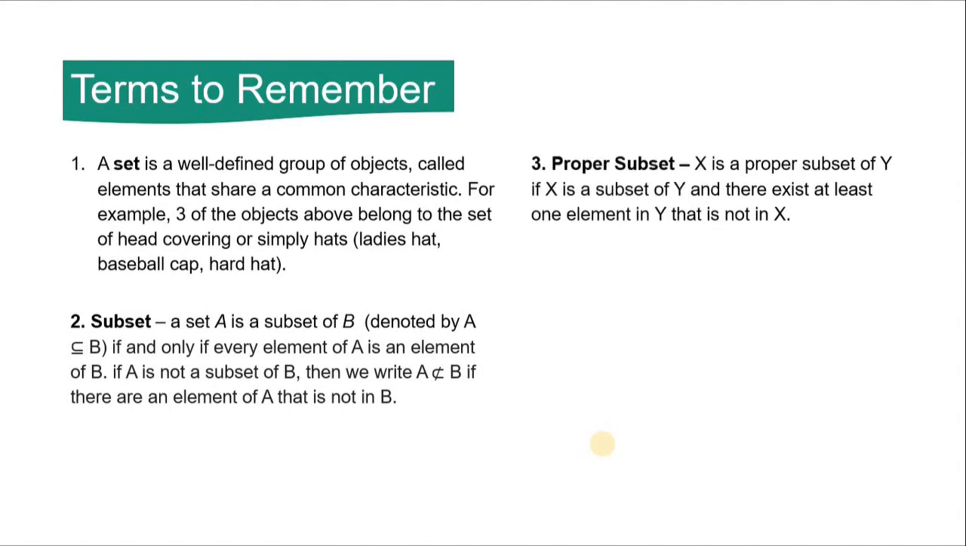Another one, we have proper subset. So X is a proper subset of Y if X is a subset of Y and there exists at least one element in Y that is not in X. Okay? Again, X is a proper subset of Y if X is a subset of Y at merong element kay Y na wala si X. Okay? So that's proper subset.